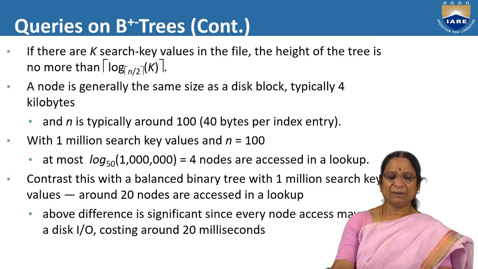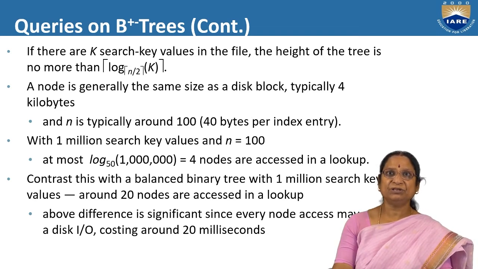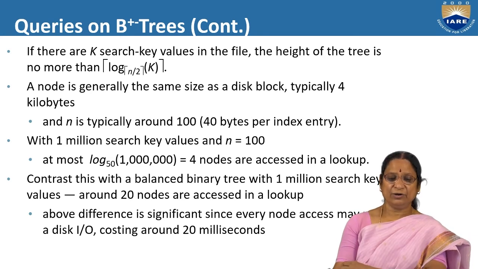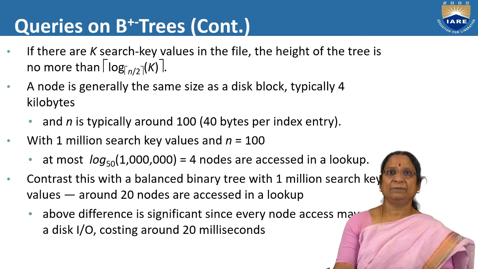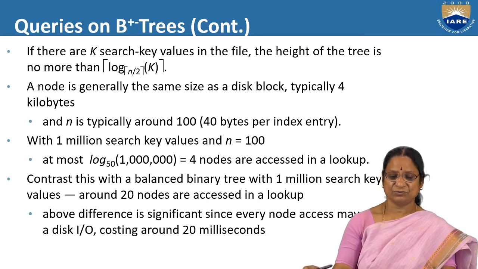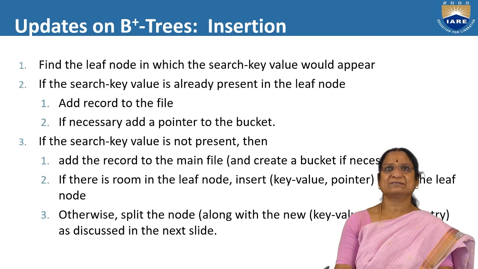So for queries on a B plus tree, if there are K search key values in the file, the height of the tree will be log to the base n by 2 of K, and a node is generally the same size as the disk block, generally 4 kilobytes, etc. So the block is going to be transferred to the node actually. In a balanced tree with a large number of search keys, around 20 nodes are going to be accessed to look up the process actually.